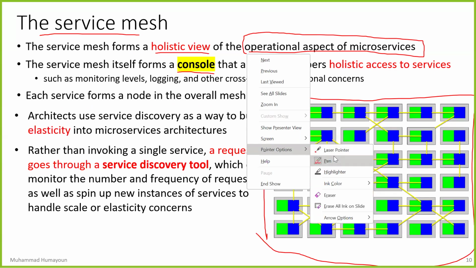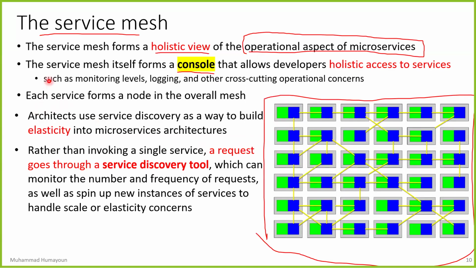So let's go through further. What else do we have here? Each service forms a node in the overall mesh. This is one service, this is another one, this is another one. And these lines show that it can be a sidecar pattern also. So some things are being shared, and this could also be some kind of dependency that these microservices have on each other. Ideally, we cannot have services that do not depend on each other, so sometimes they will depend on each other. These lines show those kinds of dependencies.